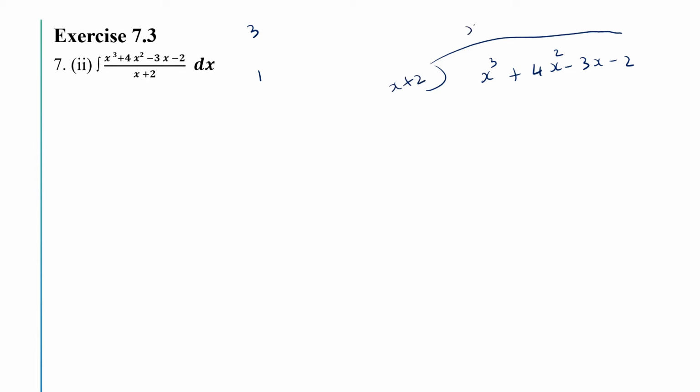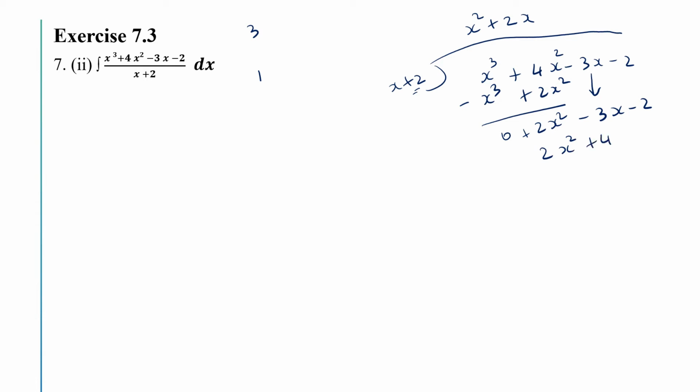So first we multiply by x square. If we multiply x plus 2 with x square, we get x cube plus 2x square. Then we have to subtract. This will be 0, and this is 2x square. Then we have to multiply x plus 2 with 2x, bringing down the remaining terms. When we multiply by 2x, we get 2x square plus 4x.